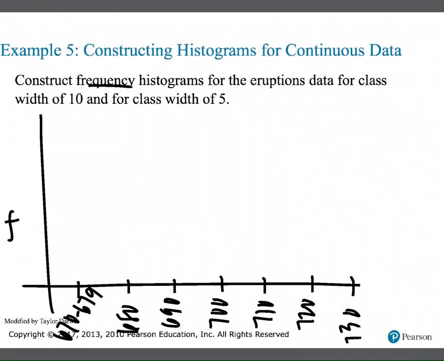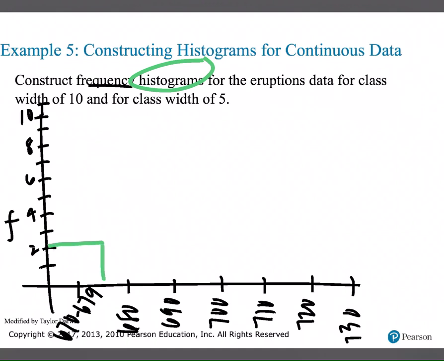So I'm going to count by ones: 1, 2, 3, 4, 5, 6, 7, 8, 9, 10, 11. And count by twos: 2, 4, 6, 8, 10. Okay. So this is a histogram, which means the bars are going to touch. From 670 to 679, we had 2 observations. 680 to 689, we had 0, so we're literally not going to draw anything.